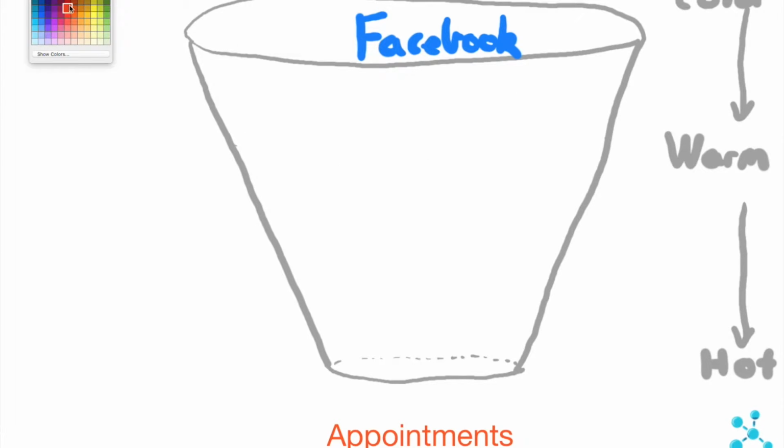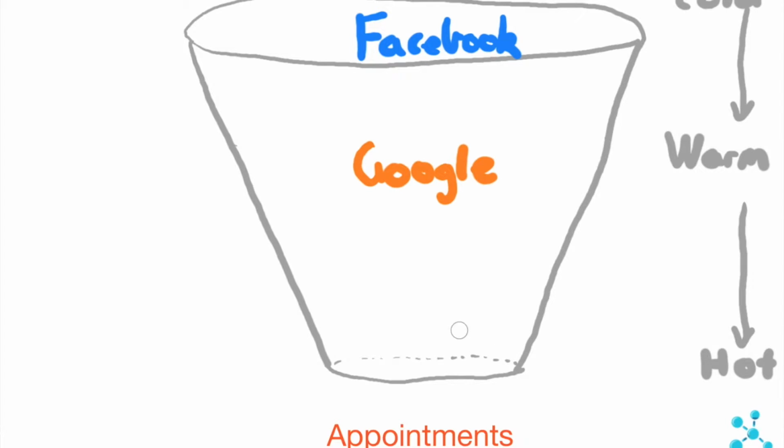And then Google Analytics helps you to find out on your website. That lets you see how many people are visiting your website and how many people are tapping on your phone number. And then that's how we find out the number of appointments that have been made.